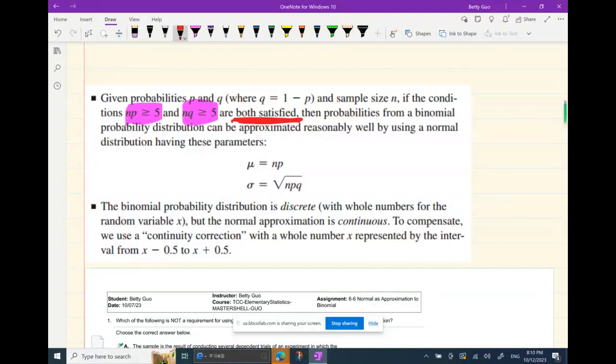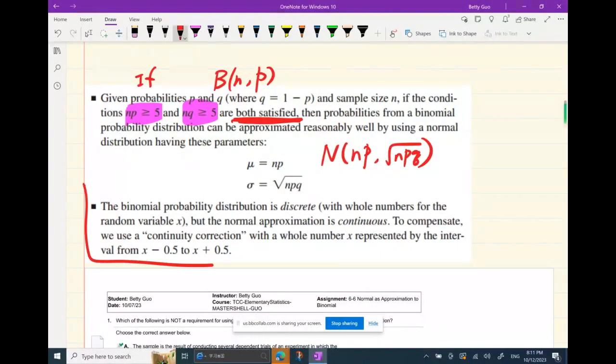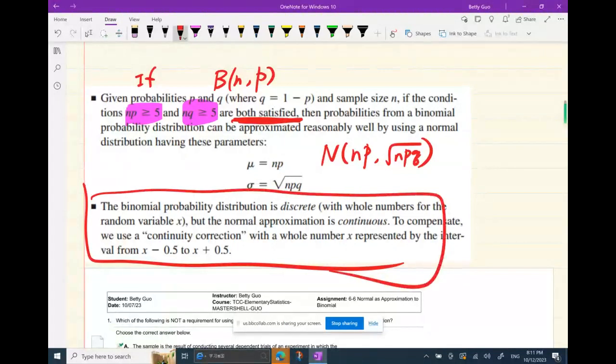If we summarize this theorem, for a binomial, if np is no less than 5 and nq is no less than 5, then we can use this normal distribution to approximate the original binomial distribution. So the conditions are n times p no less than 5 and n times q no less than 5. This part is very important. We are going to talk about that later.